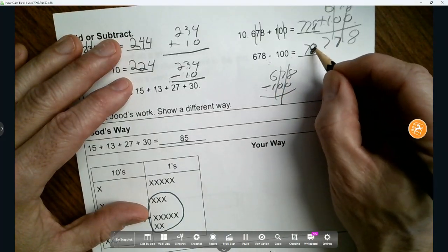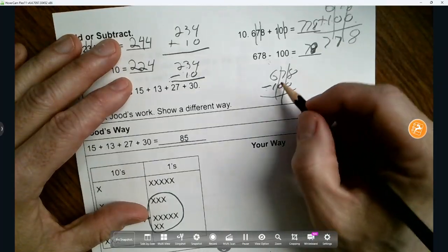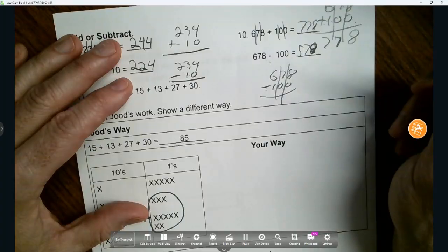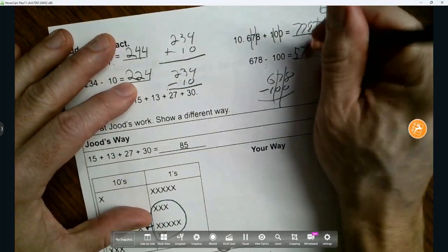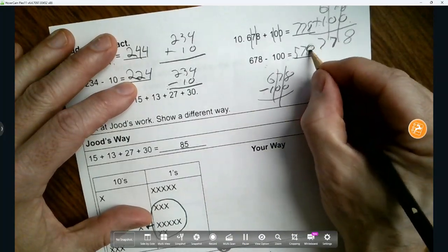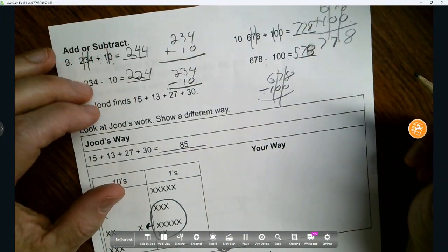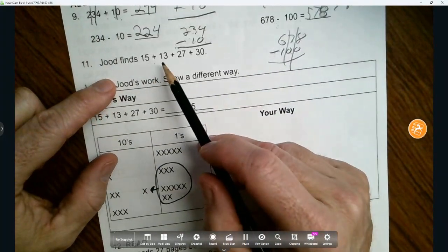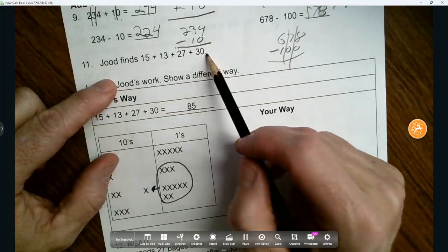Yes, that's an 8. Don't make fun of me. It doesn't look most like an 8. And 6 minus 1 is 5. So your answer is 500, and we're going to erase this because it doesn't look the best. I want everyone to read it. 578.